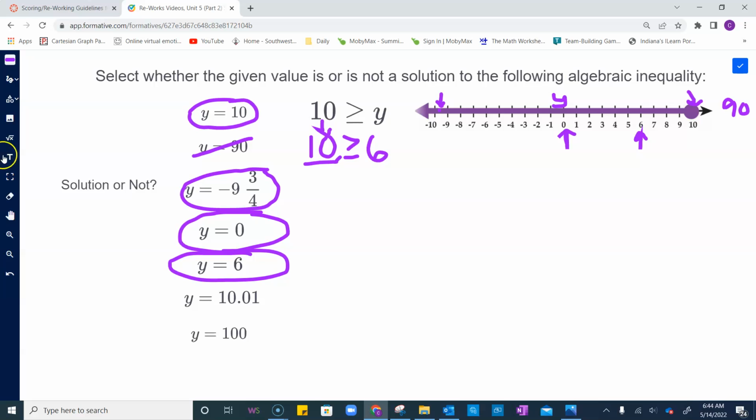Our next one, 10.01. Plug it in, 10 is greater than 10.01. So if we look at our number line, 10.01 is just to the right of that solid point, and numbers to the right are bigger. So that does not work. 10 is not bigger than 10.01 because 10.01 is to the right of it. So this fails that test. It's not a solution.